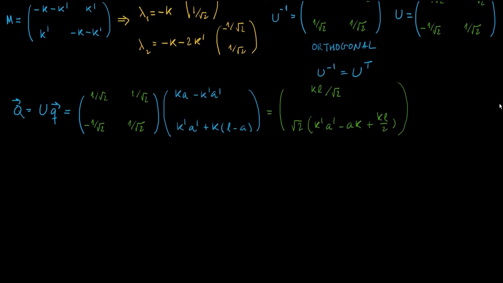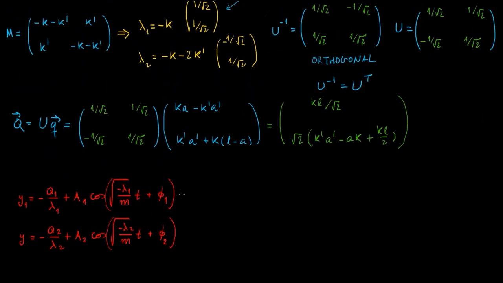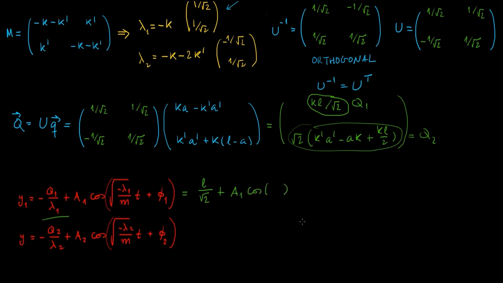We copy that and paste here. Let me see, lambda 1 and lambda 2. Okay, then we will have, this is Q1 and this is Q2. We now have, let's see, minus with this minus is plus, then this k with this k cancels, and then we obtain L over square root of 2 plus a1 cosine all this. And then y2 is minus with this minus cancels, and then we obtain square root of 2 k prime I prime minus ak plus kl over 2 divided by k plus 2k prime plus a2 cosine and so on.